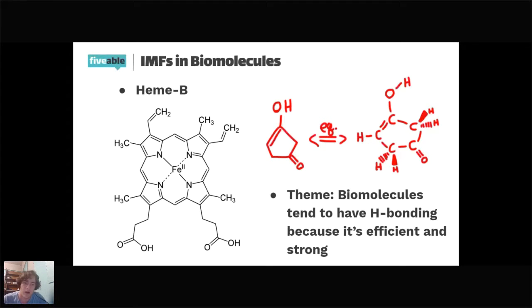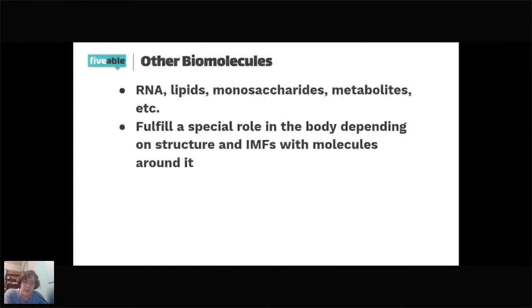Okay, cool. So there's other biomolecules. There's RNA, there's lipids, there's monosaccharides, there's metabolites, etc. And these all fulfill a special role in the body depending on the structure, and especially the IMFs with the molecules around it.